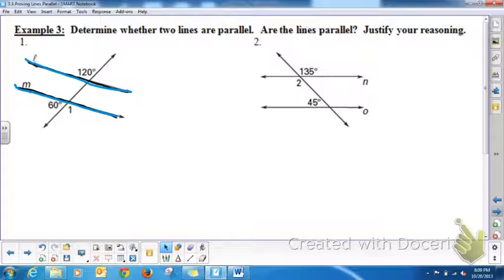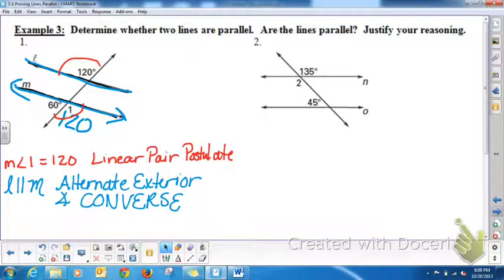They're same side exterior. But what I do know about angle 1 is that with the angle next door, it's a linear pair, a pair of angles that forms a straight line. So that would mean that angle 1 is 120 degrees using the linear pair postulate. And therefore, using what kind of angles are those? They're alternate exterior angles. So using alternate exterior angles converse, I can say that I know line L is parallel to line M.